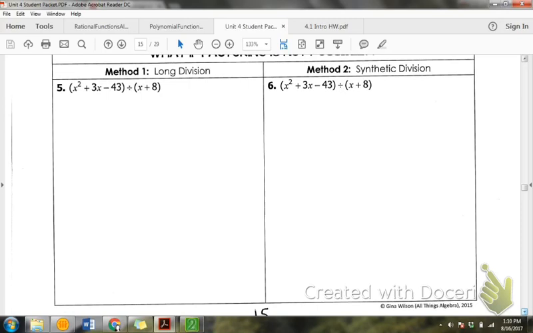So the rule is that the first parentheses, whatever you're dividing into, this big thing right here, goes underneath the big box. We call that the dividend. So I'm going to set up x squared plus 3x minus 43. Give yourself room to write above it.